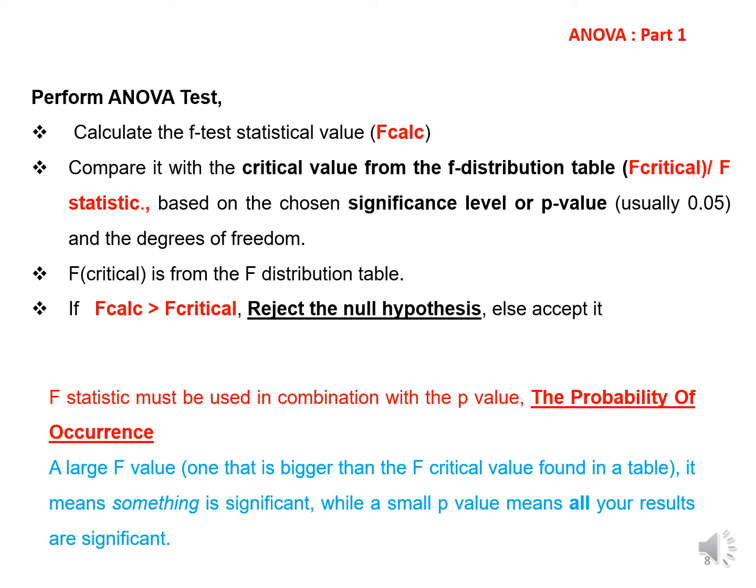Now, F statistics must be used in combination with the p-value, which is nothing but probability of occurrence. A large F value means something is significant, while a small p-value means our results are significant. You'll understand this while we are doing the problems.